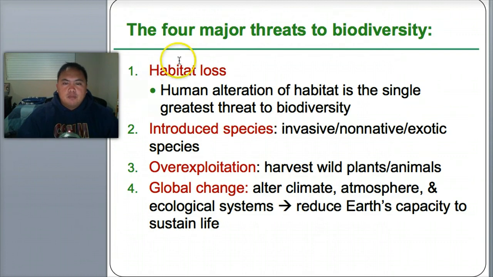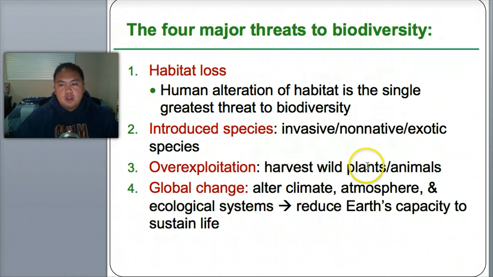One of them is habitat loss. Us destroying habitats is the greatest threat to biodiversity. As I asked you all in class, one of the biggest habitat losses that's always advertised is the rainforest. We talked about in a previous chapter also introduced species. They're also called invasive or non-native species. When we put in a species that doesn't belong in that ecosystem, that also threatens biodiversity.